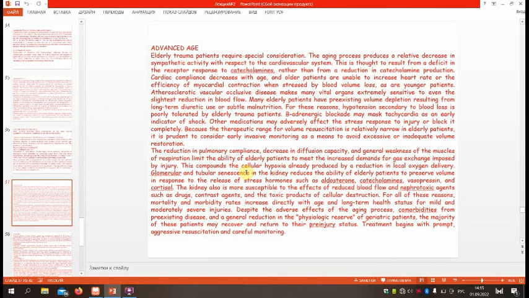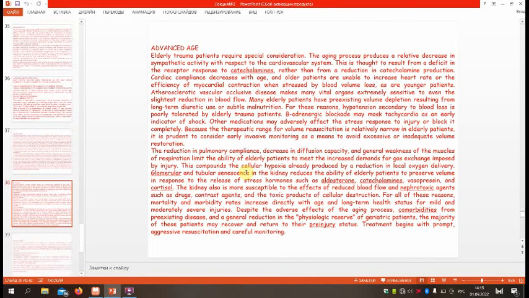Despite the adverse effect of the aging process, comorbidities from pre-existing disease, and a general reduction in the physiologic reserve of elderly patients, the majority of these patients may recover and return to their pre-injury status. Treatment begins with prompt, aggressive resuscitation and careful monitoring.